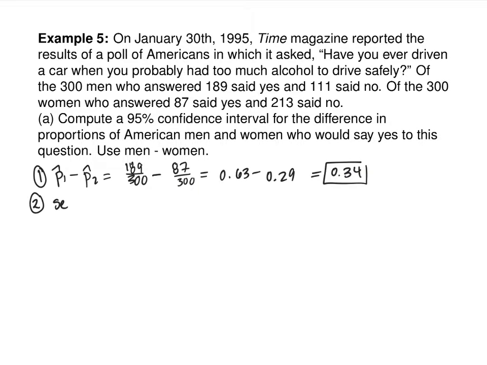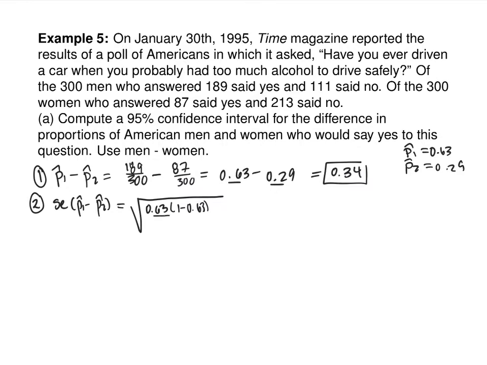Next, find the standard error of P1 hat minus P2 hat. And that's where we're going to use these numbers. Note that P1 hat is 0.63, P2 hat is 0.29. So we have 0.63 times 1 minus 0.63 over N1, which is 300, plus 0.29 times 1 minus 0.29, also over 300. This comes out to be about 0.038.